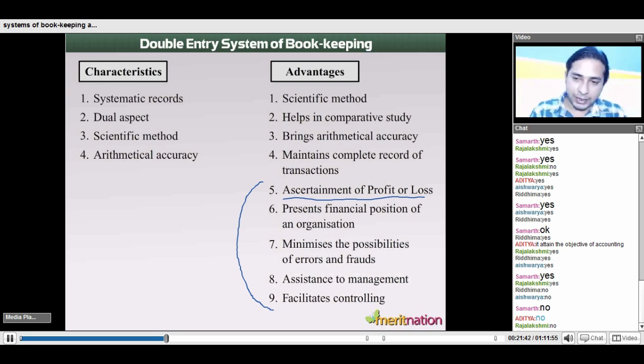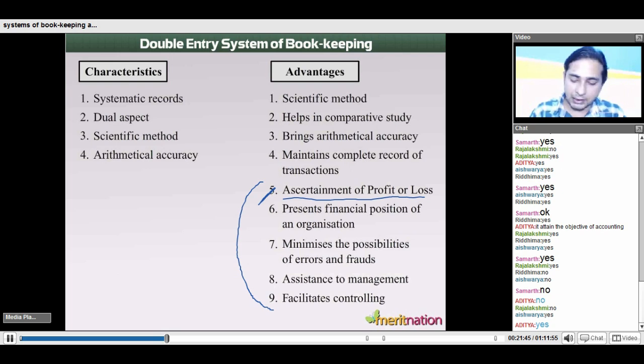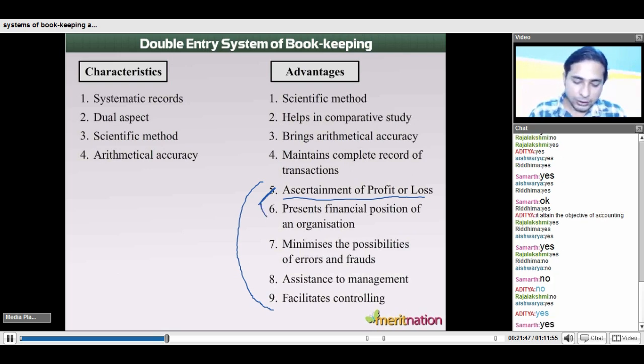Now once we have ascertained the profit or loss, don't you think it will be pretty easy for us to present or interpret the financial position of an organization? If I say my business has earned a profit of, let's say, 10,000, it will be pretty easy for me to present the whole financial data of my business in a very proper record. This will help anybody to assess the financial position of a business.